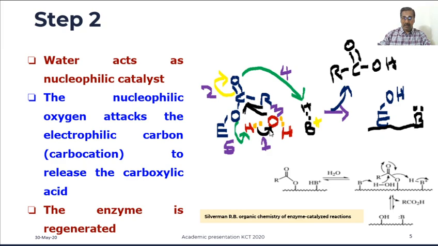So that could be the first stage. In the second stage, what happens? I have to create a suitable electrophile in the substrate. By the same mechanism, an electrophilic carbocation will be generated by delocalizing the electron that belongs to carbon to oxygen, making oxygen a nucleophile. So a nucleophilic oxygen and an electrophilic carbocation are generated in the substrate which is attached to the enzyme.